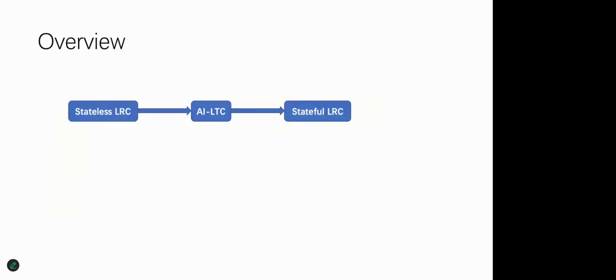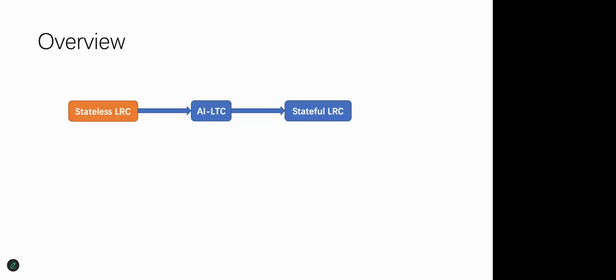This is the overview of our constructions. We first propose a stateless LRC and then convert it into a leakage tolerant circuit with auxiliary input, which is denoted by AILTC here. At last, we convert the AILTC into a stateful LRC.